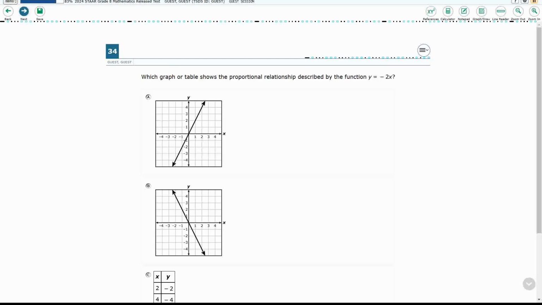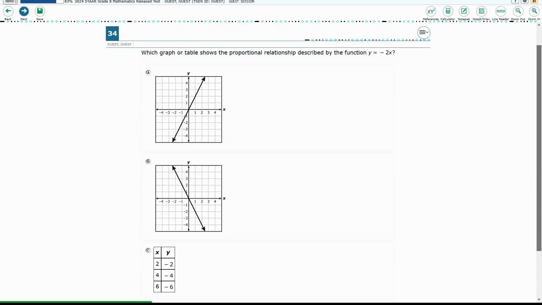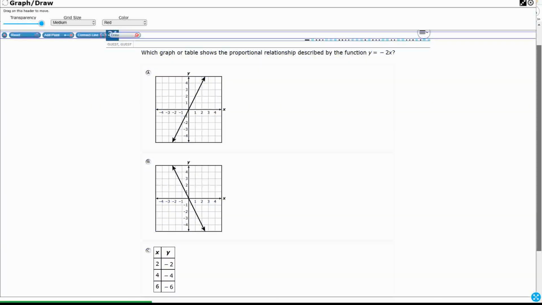For number 34, you notice we're going to have to scroll here. We've got 2 graphs. We've got 2 table values. We are representing linear proportional relationships. This is 8.5a. We need to find which graph or table shows a proportional relationship described by the function y equals negative 2x.